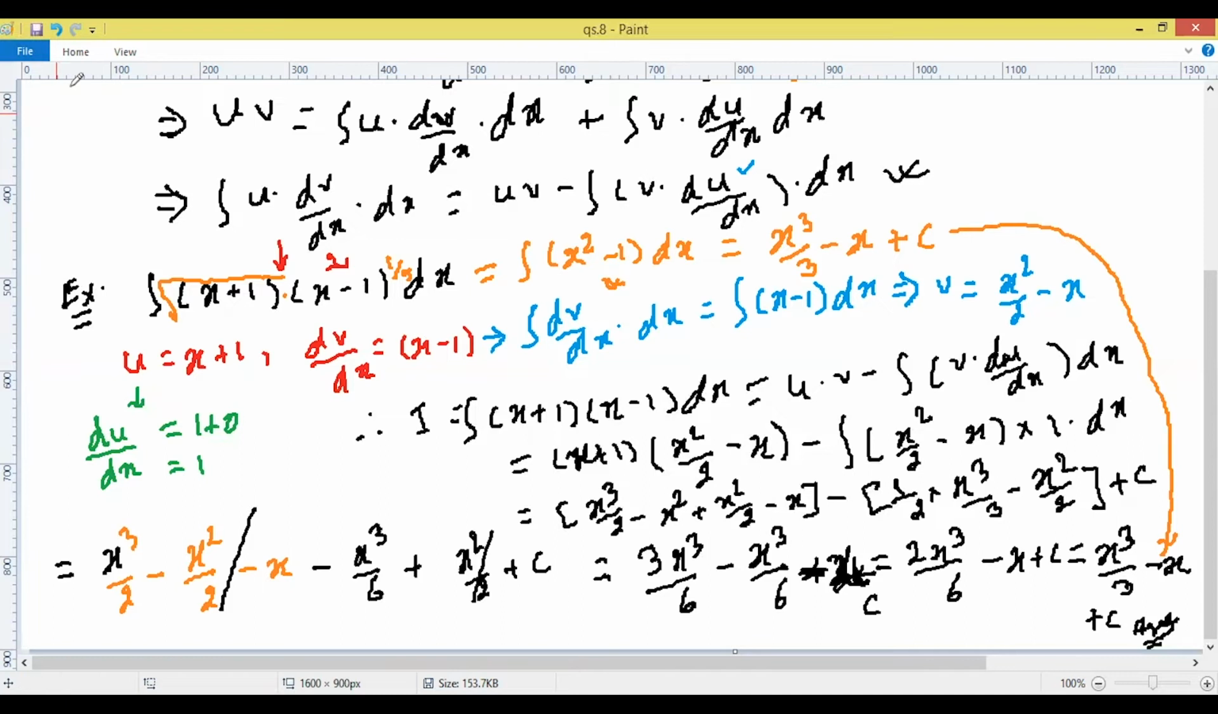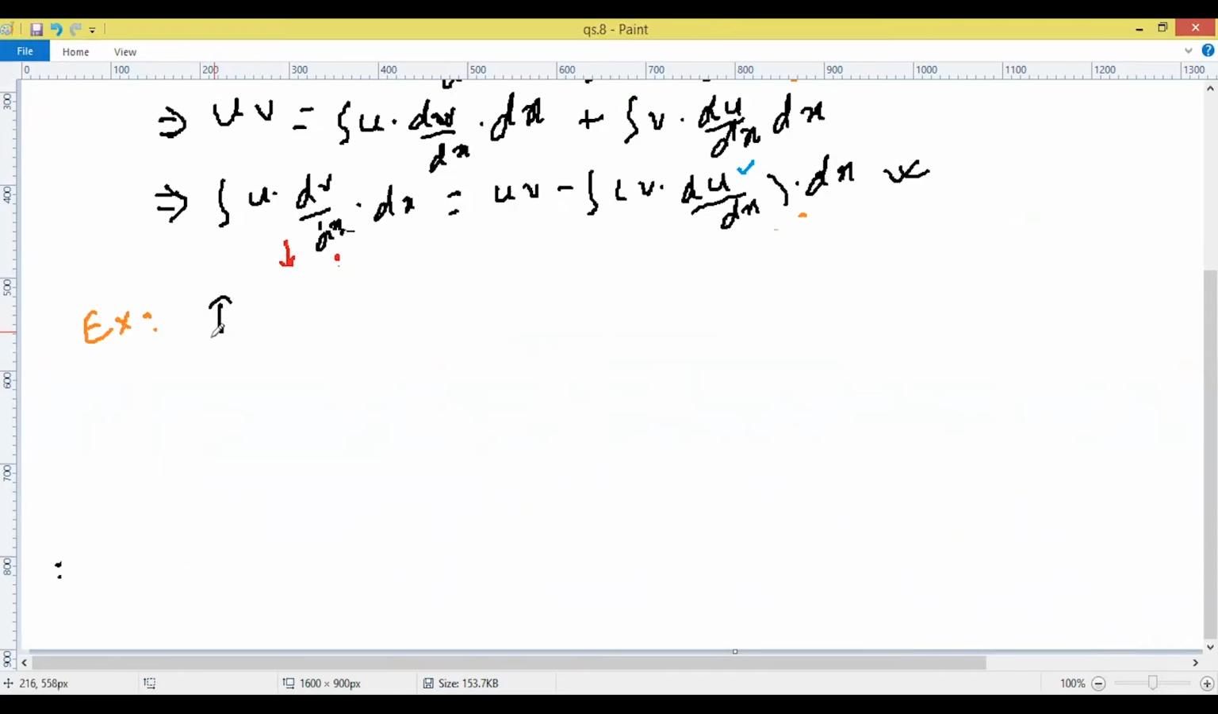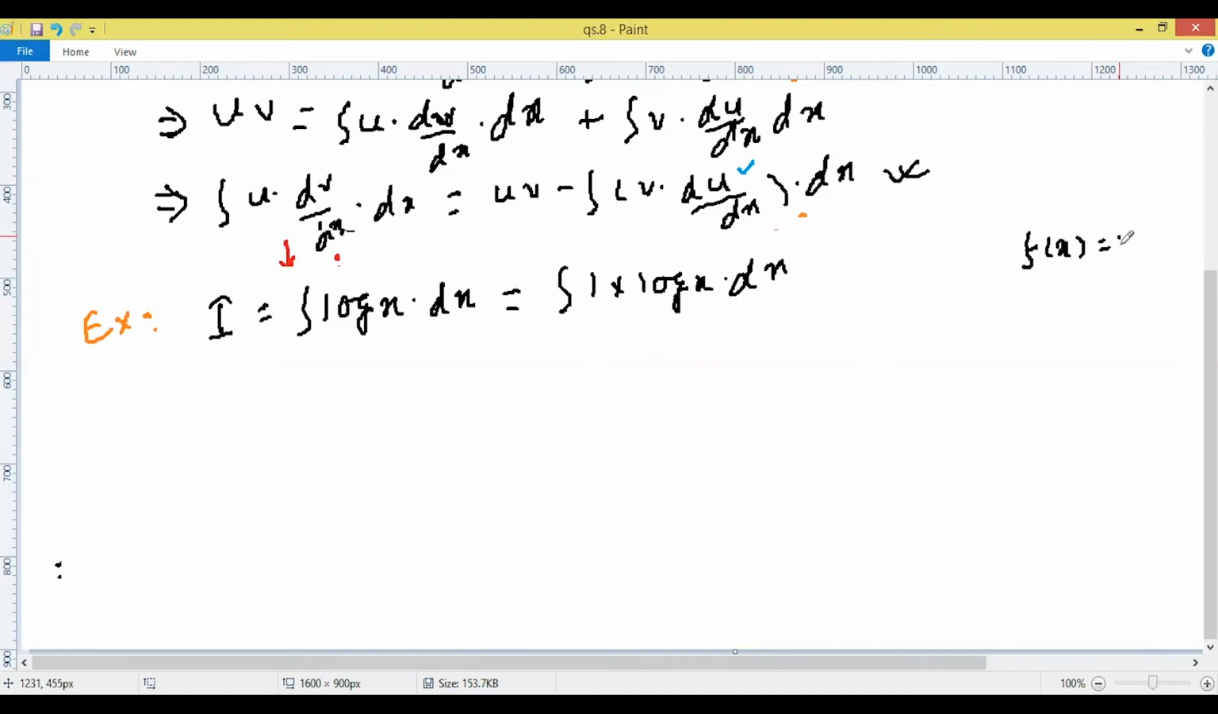So let me take one example. I am taking one example like I equals integral of log x. All of you know that the derivative of log x is 1 by x, but we don't know the antiderivative of log x. So while finding the antiderivative of log x, this sort of formula is applicable. So now we can write another step: this is 1 times log x dx. And here 1 is also a function of x. For example, if you write f(x) that is 1, that means x to the power 0. So you can also suppose 1 as a function of x.